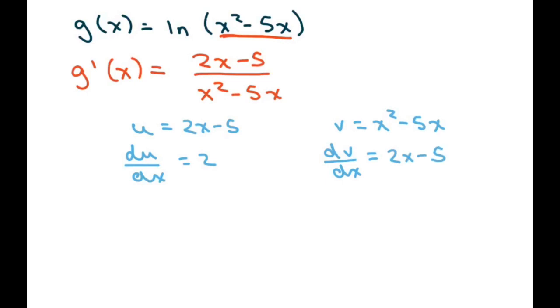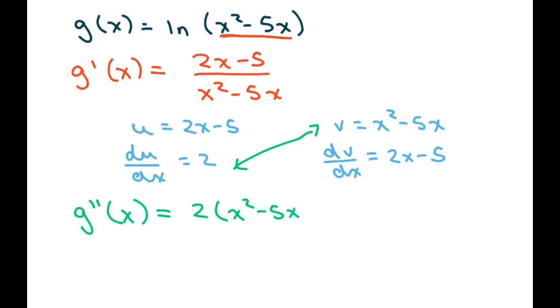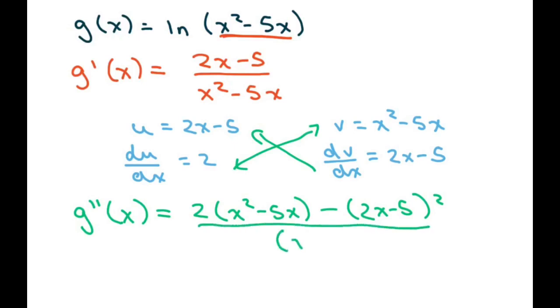Therefore, for the quotient rule, we're going to use the second derivative of x. You simply multiply these two, which is 2 times x squared minus 5x, minus these two, which is just going to be 2x minus 5, there's 2 of them, squared. And then for the denominator, you just put x squared minus 5x, and then you square it. And that's your second derivative. And you don't need to simplify the numerator or anything.